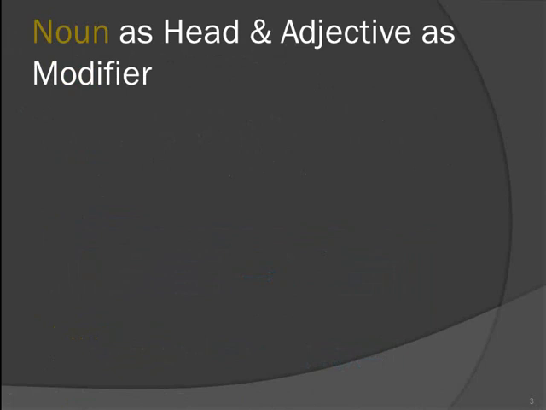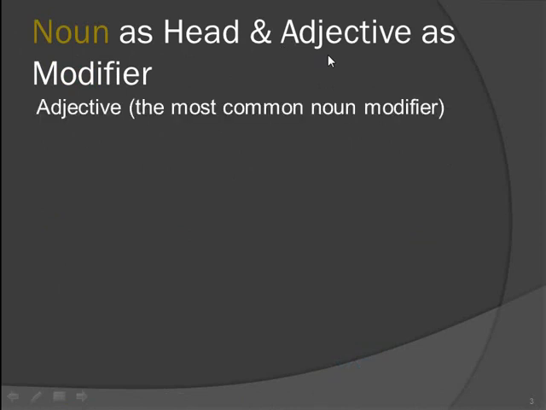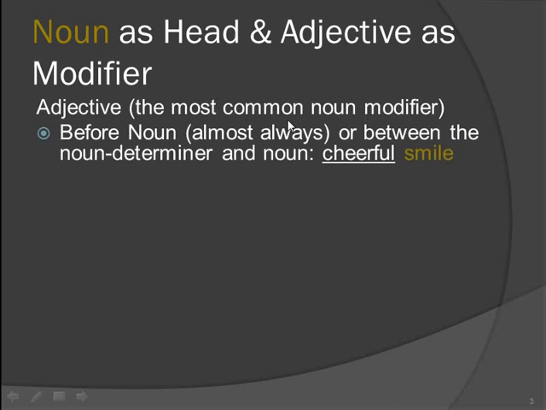First of all, the modifier of noun is adjective, and it is said that adjective is the most common noun modifier. Jadi adjective itu adalah modifiernya noun yang paling sering digunakan. Jadi paling sering modifiernya noun itu adalah berupa adjective, just like the example I gave you previously. Okay, now let's talk about the position.